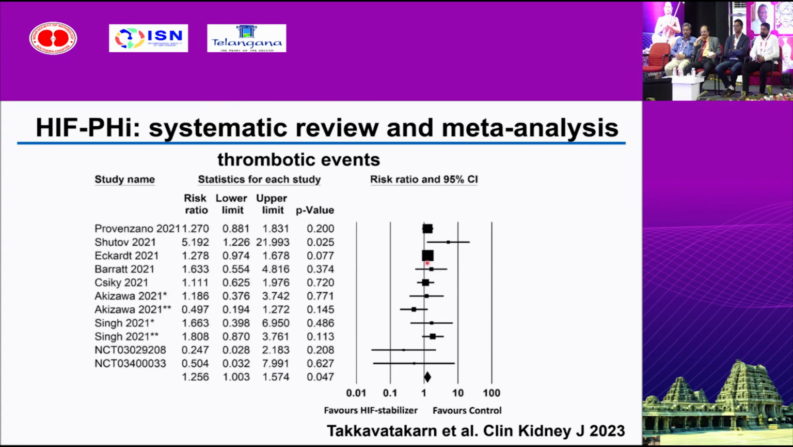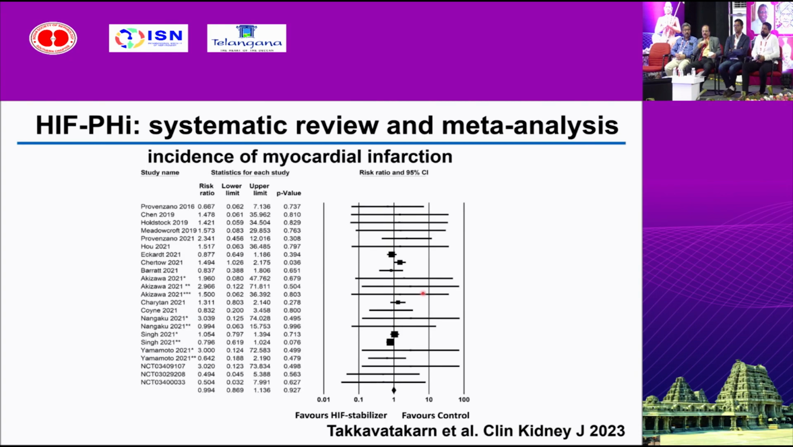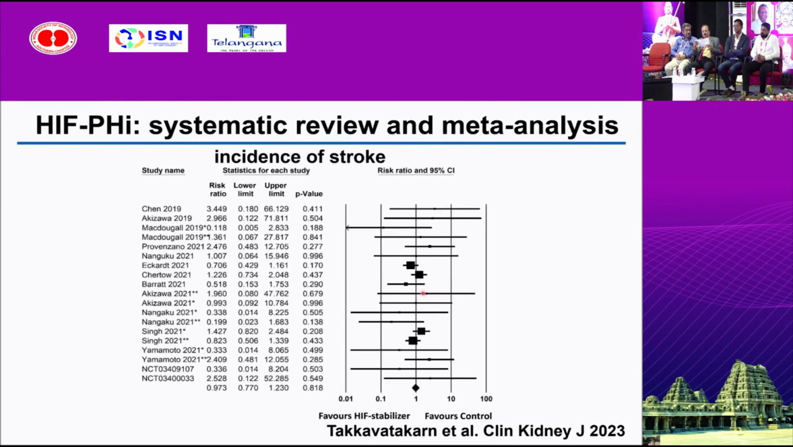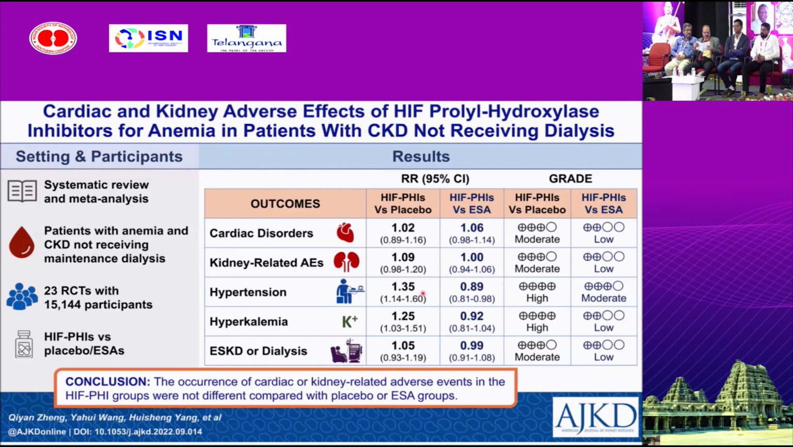There are many systematic reviews and meta-analyses of HIF-PH inhibitors, and most of these reviews and meta-analyses showed equivalent effects between placebo or ESA and HIF-PH inhibitors in the incidence of myocardial infarction, the incidence of stroke, mortality, and so on. Other studies also showed equivalent risk when HIF-PH inhibitors were compared with placebo or ESAs.